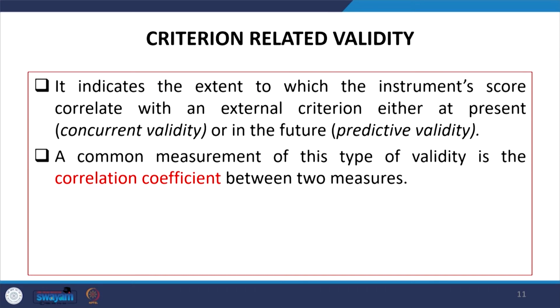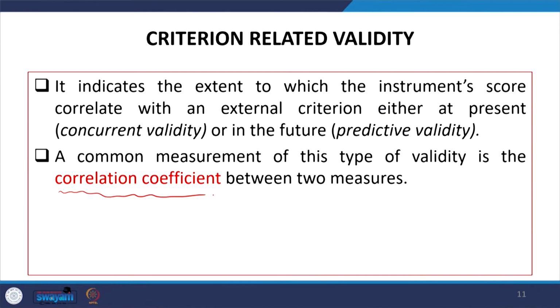The next aspect of discussion within the validity methods is called criterion related validity. What are the criteria we usually discuss? This indicates the extent to which the instrument score correlates with an external criterion, either at present or in the future. In the present, this is called concurrent validity, and in the future it is called predictive validity. A common measurement of this type of validity is the correlation coefficient between two measures. So, you can take note that this is, in fact, the common measurement related to validity.